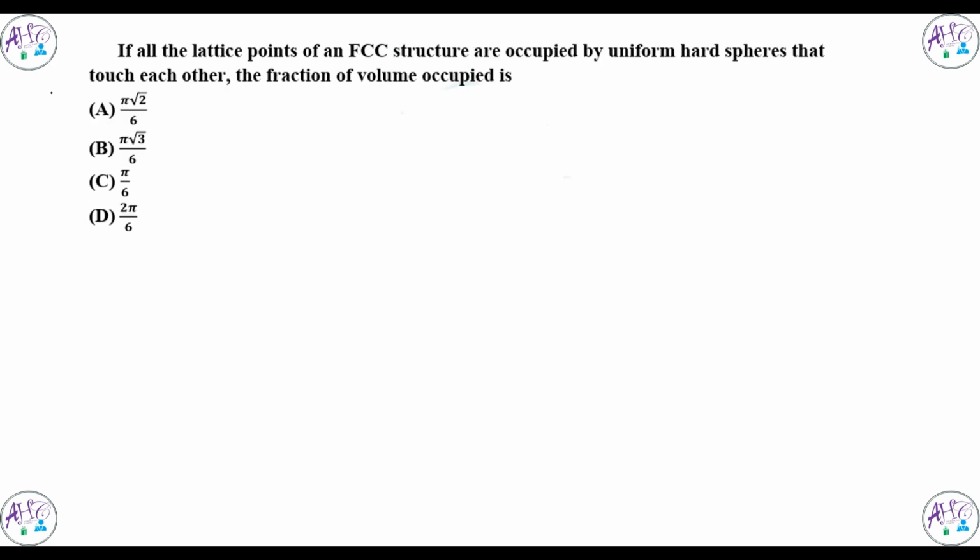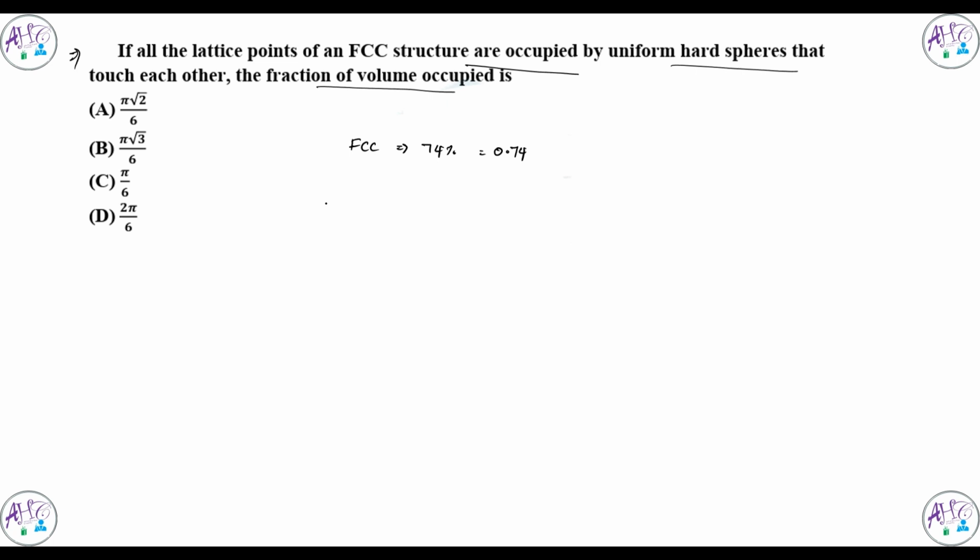Next question. If all the lattice points of an FCC structure are occupied by uniform hard spheres touching each other, the fraction of volume occupied. So here they have asked for the packing fraction of FCC. We know that the packing fraction of FCC is equal to 74%, which can also be written as 0.74. So now we need to figure out which value, when solved, gives us 0.74.